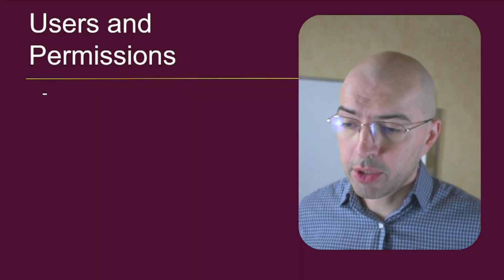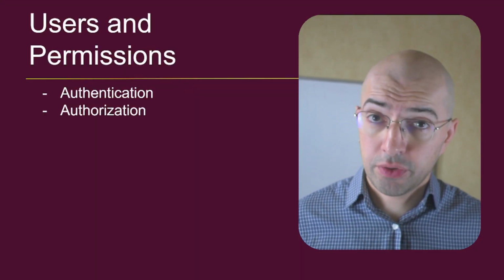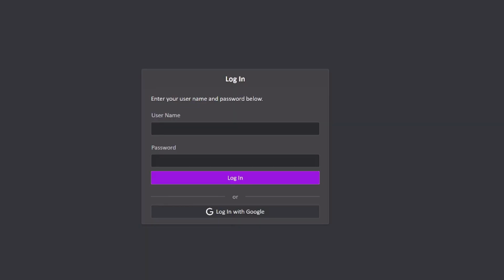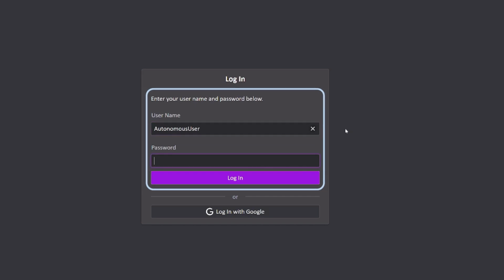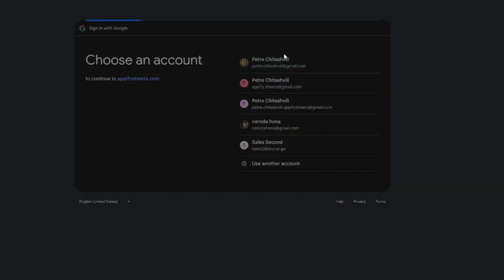Users and permissions can be separated into two distinct categories: authentication and authorization. Authentication is the process of letting somebody log into your system. Authentication can be autonomous, so an application stores usernames and passwords, or it can be integrated with an external authentication provider like Google or Microsoft, and this is usually a preferred way of letting somebody enter your system.